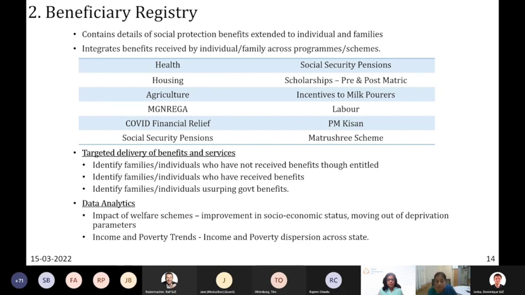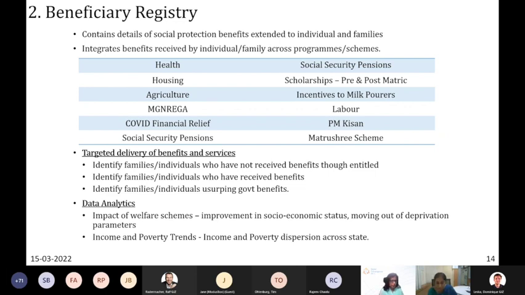Some of the key welfare benefits that are captured in this registry are whether the person has got a housing benefit, what are the benefits received under agriculture department schemes, whether a person is working under NREGA, that is the employment guarantee scheme, the COVID financial relief that was dispersed, whether a person is a laborer and is getting any labor related scheme benefits, etc.